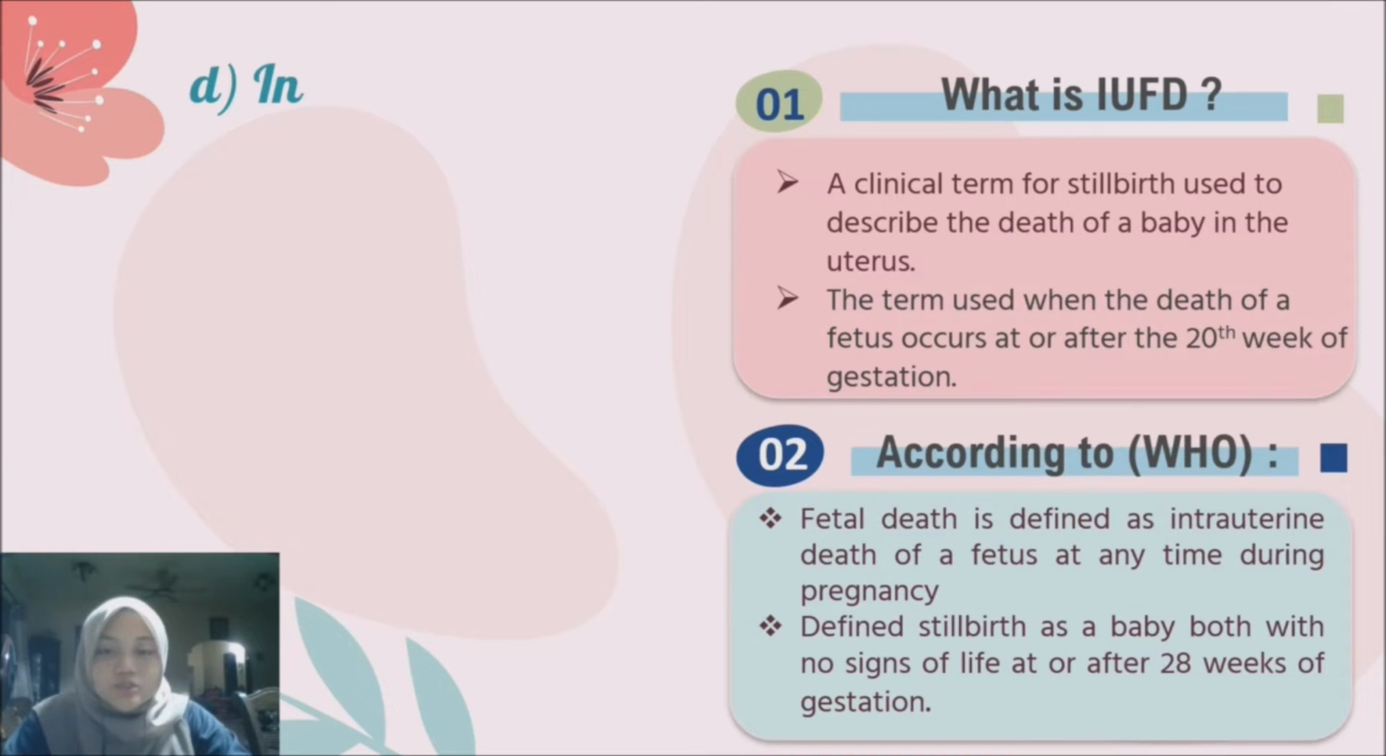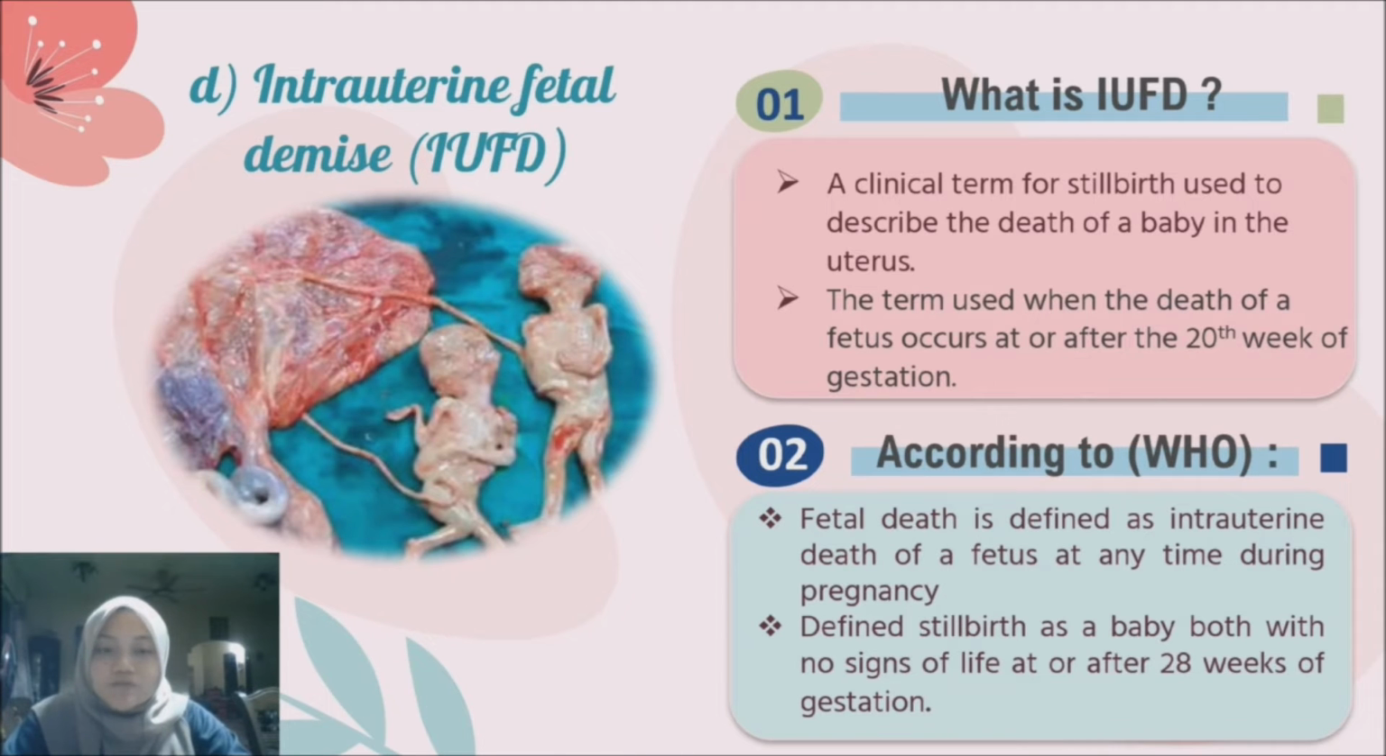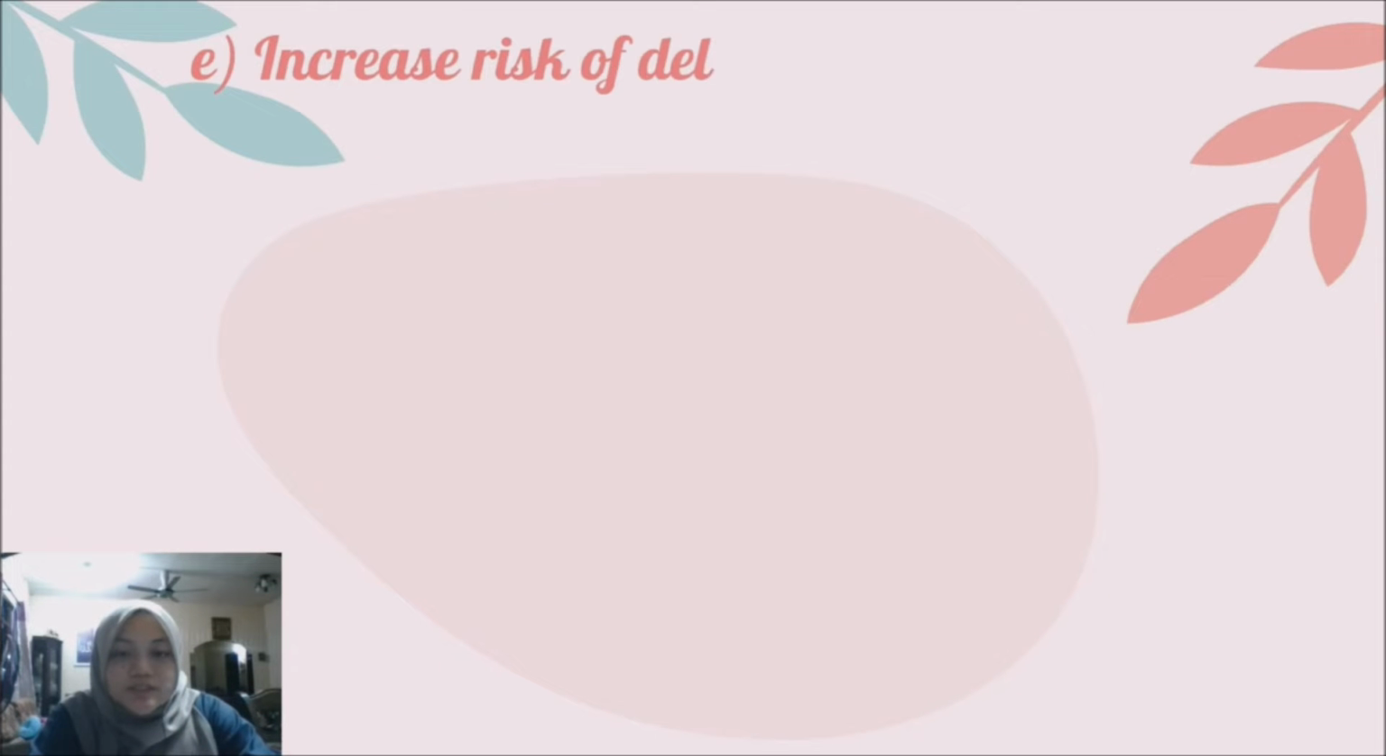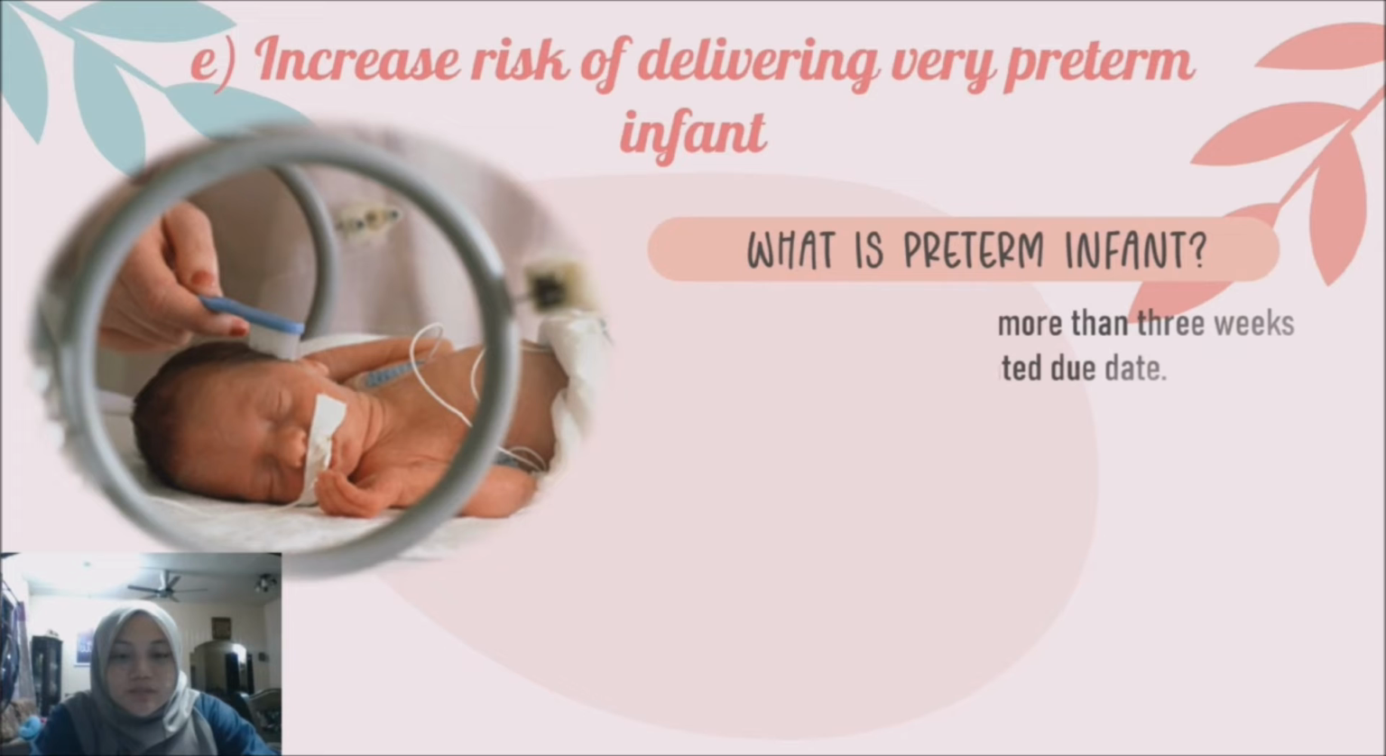Obese mothers will also have increased risk of intrauterine fetal death. IUFD is a clinical term for stillbirth used to describe the death of a baby in the uterus. The term is used when the death of a fetus occurs at or after the 20th week of gestation. According to the World Health Organization (WHO), fetal death is defined as intrauterine death of a fetus at any time during pregnancy.